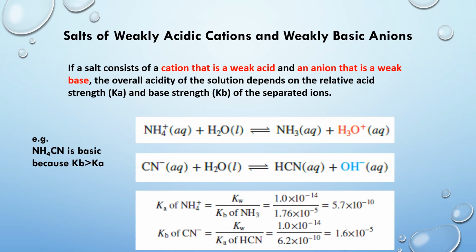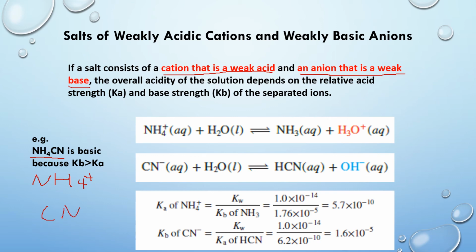If a salt contains a cation that is a weak acid, and it also contains an anion that is a weak base, we have to compare the Ka and the Kb values to determine whether the solution is acidic or basic. In this example, we have this compound, ammonium cyanide. When it dissolves in water, it will become NH4 plus, that's ammonium, and the cyanide is CN minus.